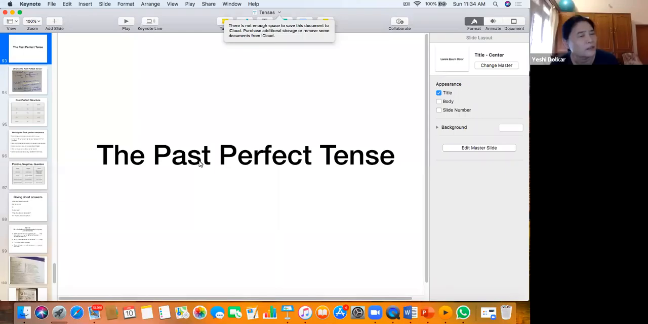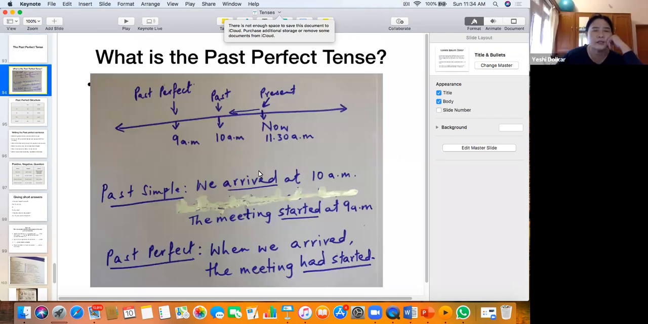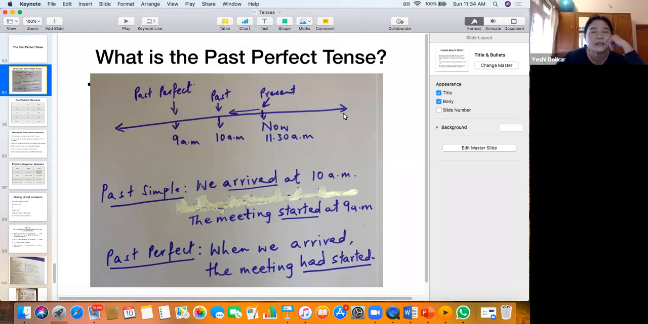Past. It is a past tense, but it's different from past simple and past continuous. So let's see what it is. Here is a diagram. You look at this diagram, this line over here is supposed to be the timeline. This is now, 11:30, present.